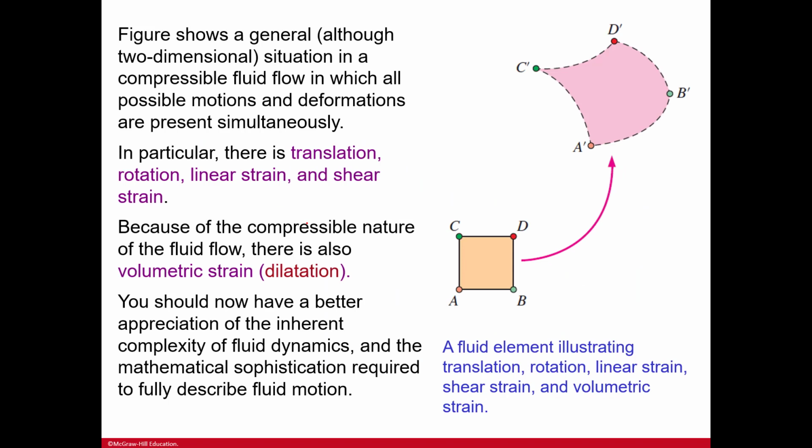So here it shows a general 2D situation in compressible fluid flow, in which all possible motions of deformation are presented simultaneously. So you have all four of those. You have the translation, rotation, linear strain, and shear strain. Because of the compressible nature of the fluid flow, we know that there's the volumetric strain, or the dilation. I love this. You should now have a better appreciation for the inherent complexity of fluid dynamics. I bet.